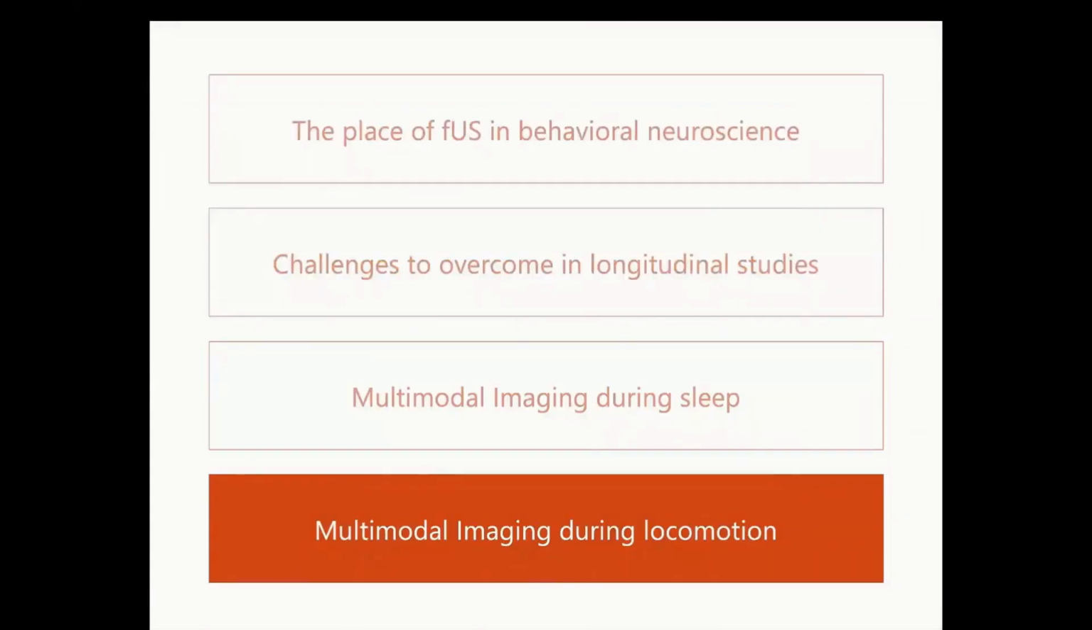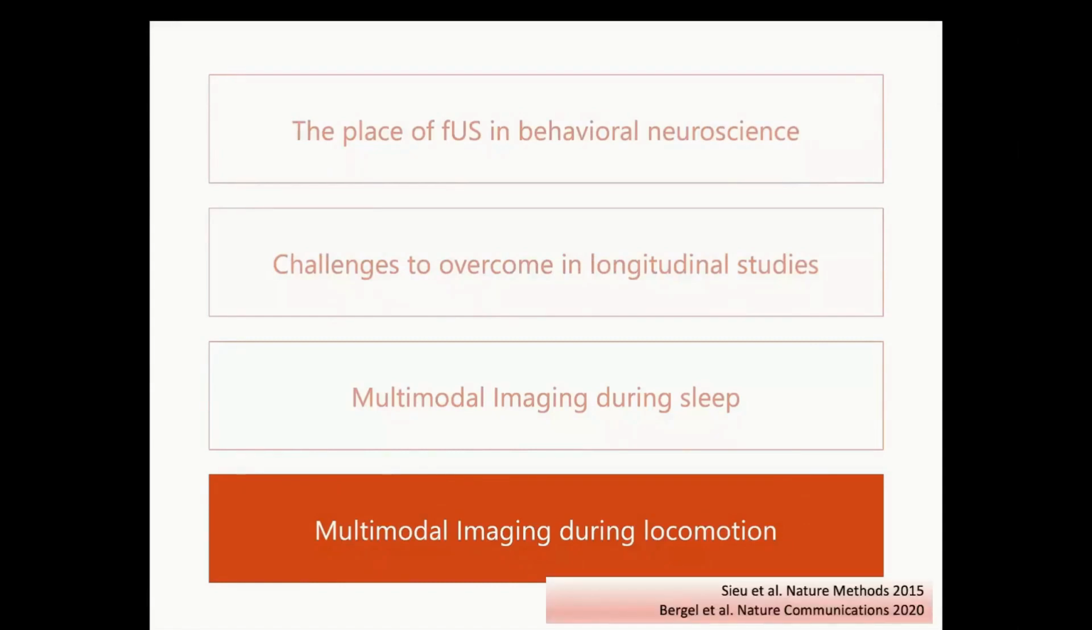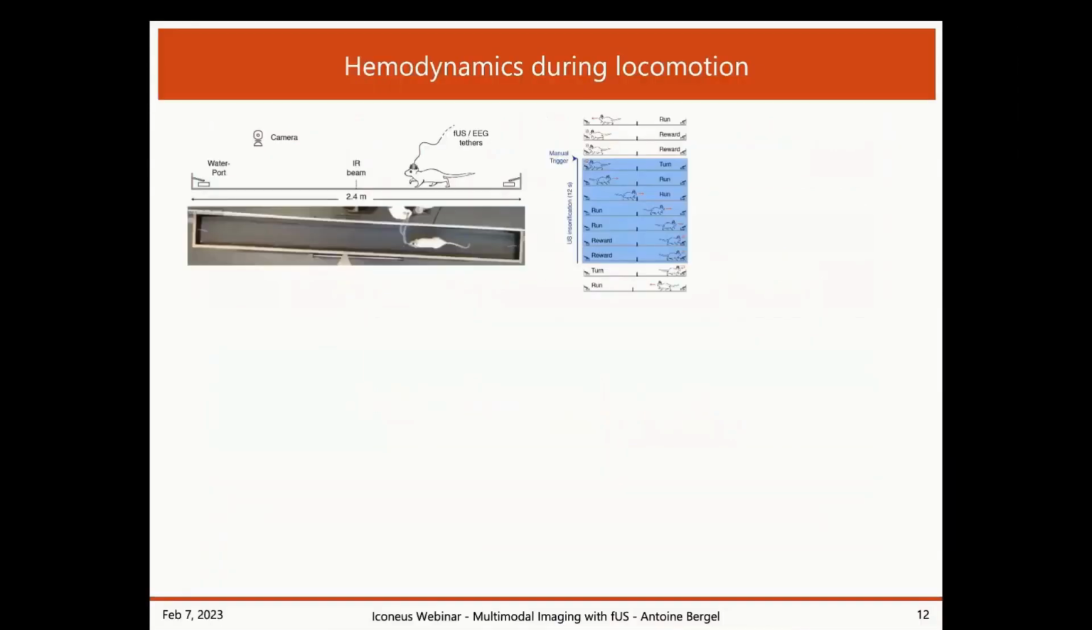So the last example that I'm going to tackle here is this multimodal imaging during locomotion. So again, two papers that I'm referring to. So, hemodynamics during locomotion: at the time we had another constraint, which is that we could not image continuously. We had to decide when to start the ultrasound scanner, and we had only 12 seconds. Now we can do it continuously.